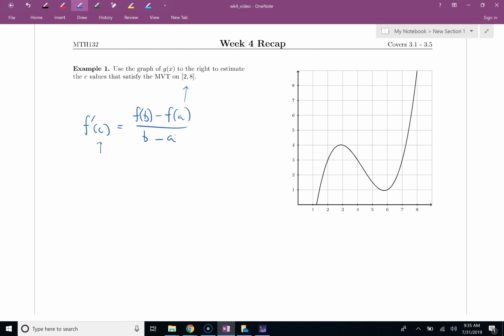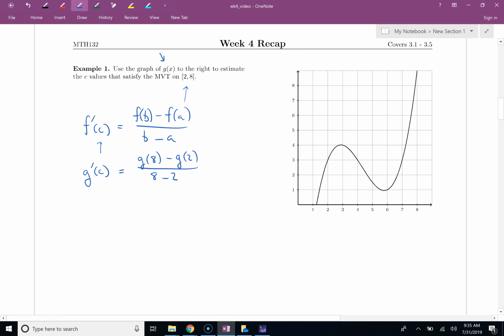The other thing is that we don't really have an f. We want to apply this to g. So in our particular case, this says that there's some place where the slope of the tangent line for our function g is equal to the slope of the secant line on our interval from 2 to 8. So I'm going to do g of 8 minus g of 2, divided by 8 minus 2. So this is more the algebraic side of things.